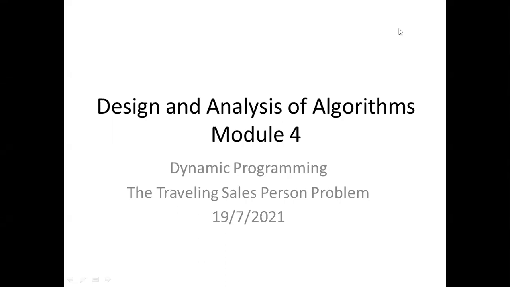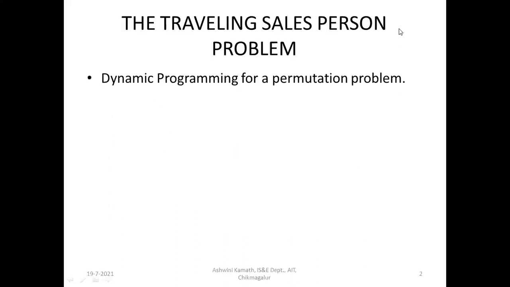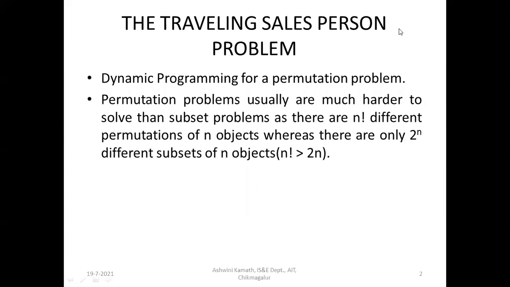We will discuss another algorithm in the dynamic programming technique, the traveling salesperson problem. This is dynamic programming for a permutation problem. We know that permutation problems are very difficult to solve when we compare them with subset problems.